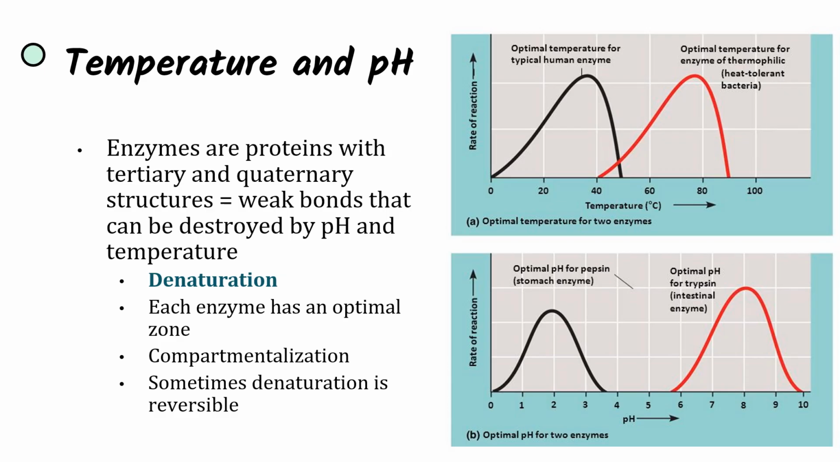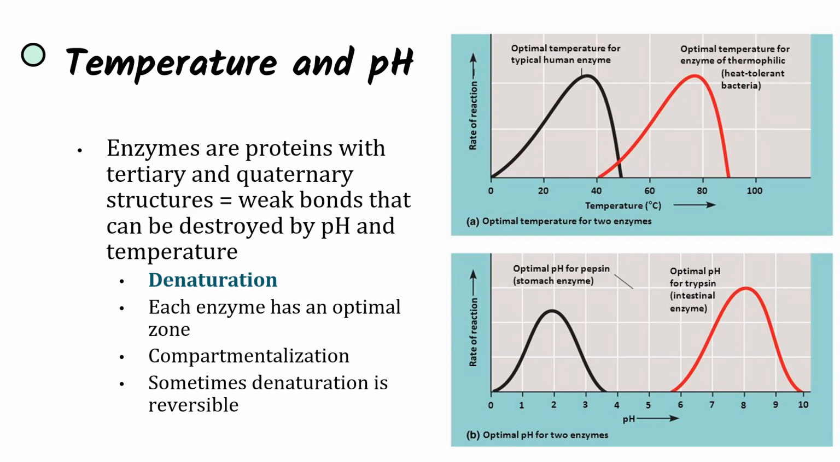As was mentioned previously in 3.1 and 3.2, enzymes are, for the most part, proteins. This means that they're going to follow the protein folding rules of proteins, and they're going to have primary, secondary, tertiary, and quaternary structure. And as we learned back in Unit 1, changes in pH or temperature can destroy the weak bonds of tertiary and quaternary structure. And this can cause the enzyme to denature.